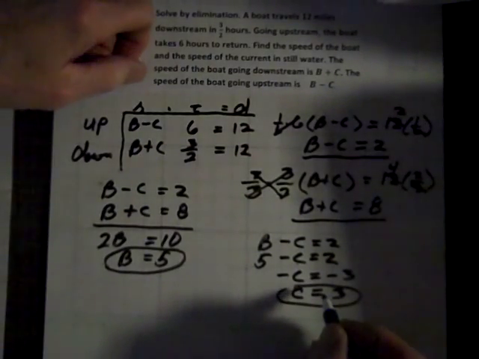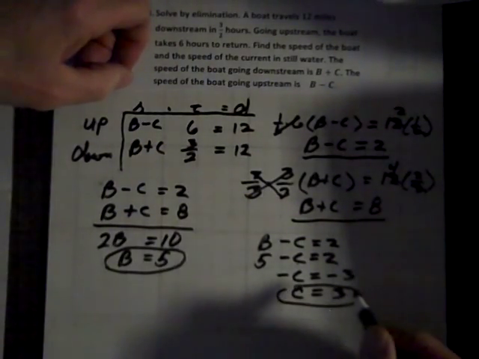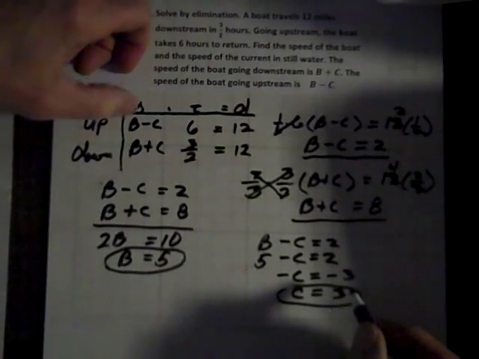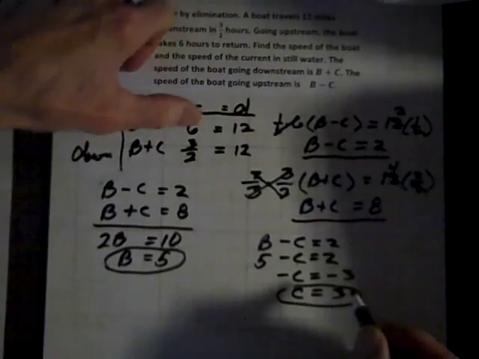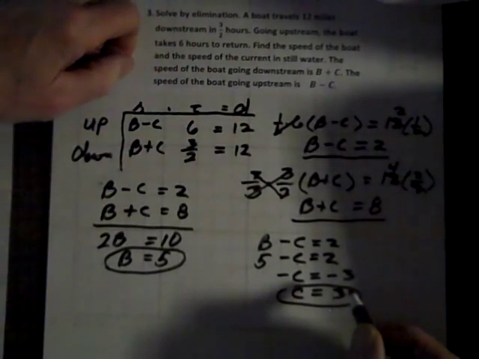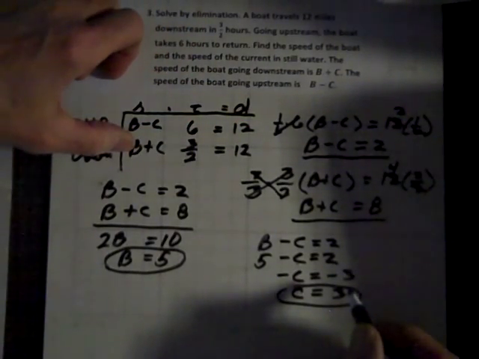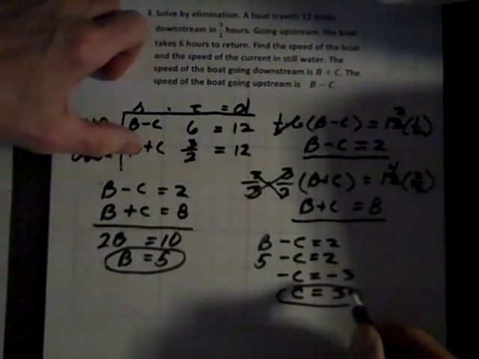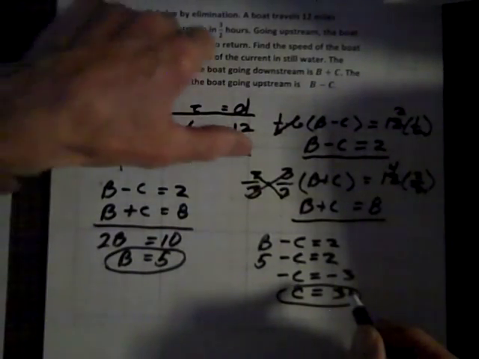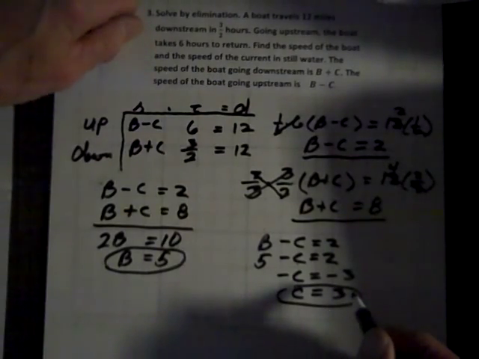Let's check it out and make sure that's true. So 5 minus 3 is 2. 2 times 6 is 12. 5 plus 3 is 8. 2 goes into 8 4 times. 4 times 3 is 12. So they work. Now what was the question?